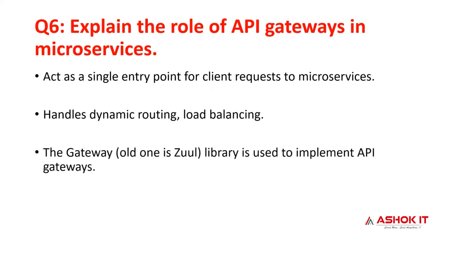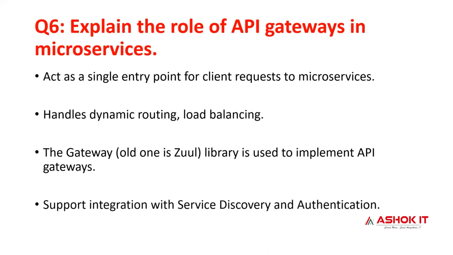The new API gateway name is Gateway and the old one is actually Zuul. These are libraries used to implement the API gateway mechanism. This supports even integrating with service discovery like Eureka, or it supports authentication mechanisms like asking username and password or a secure token.